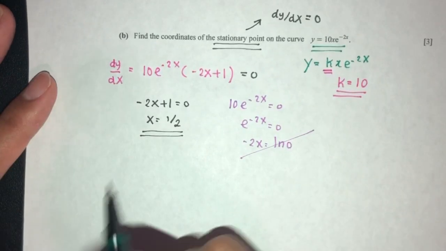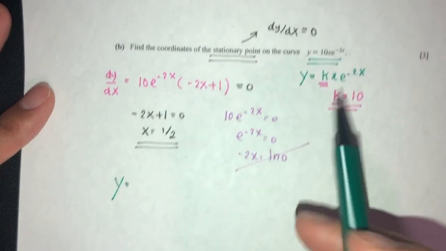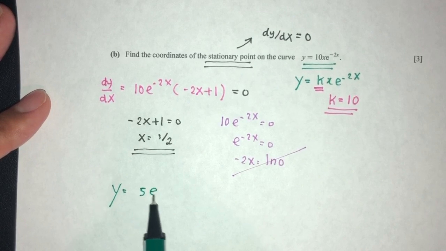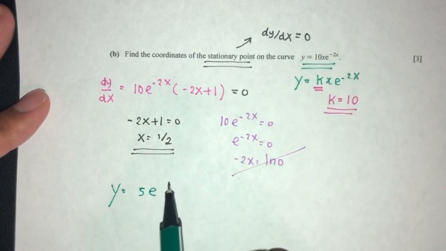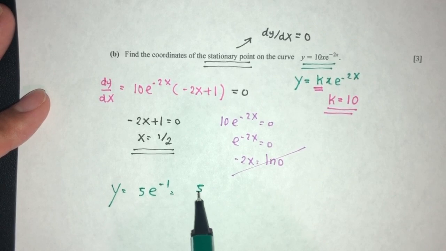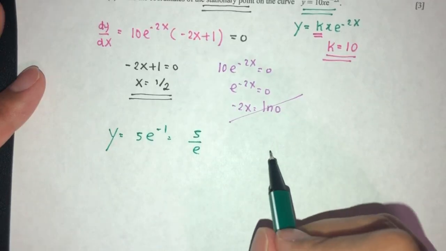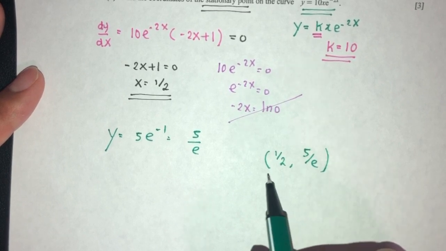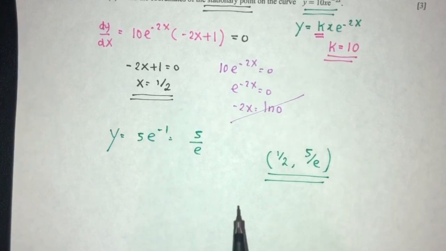Now you have to find the corresponding value of y. So we place it back in your main equation: 10 times half will be 5, exponential minus 2 times half will be minus 1. That'll be 5 over exponential. Therefore, the stationary point for part B will be half and 5 over exponential.